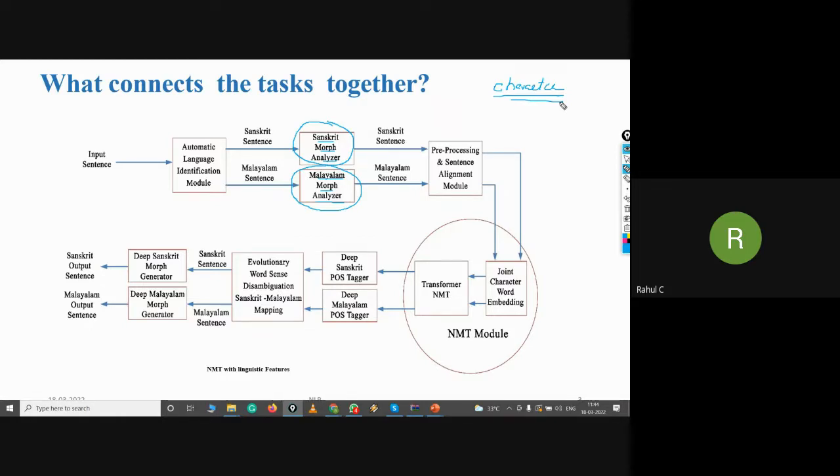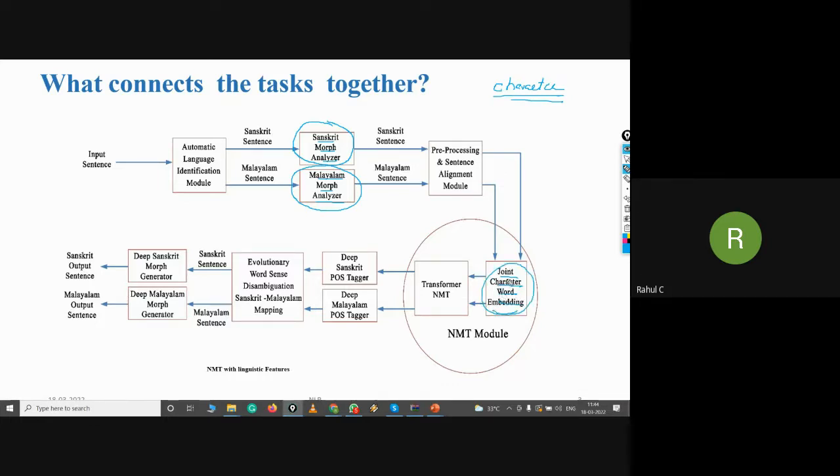If your languages are syntactically and semantically rich, that means morphologically rich languages, it is well and good to incorporate more character features in your representation. If you can incorporate word representation and also character representation, that combination will give you great results. That's why in this method we can go for a joint character-word embedding mechanism.